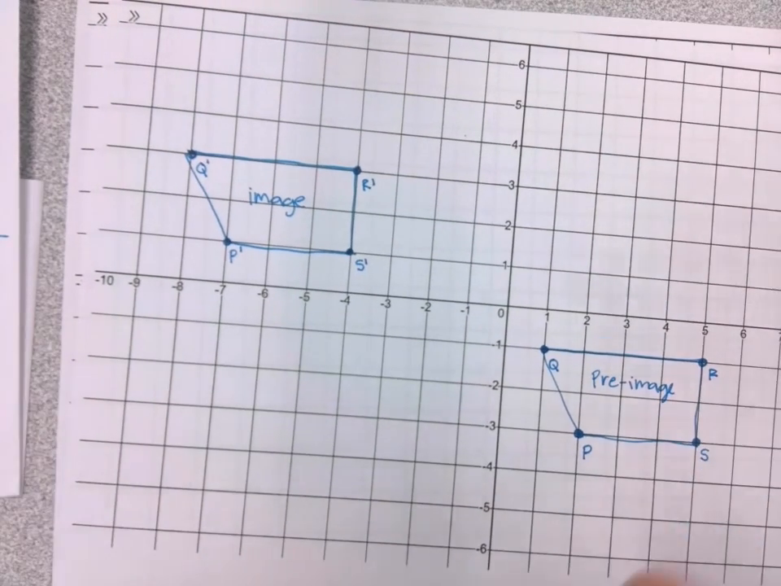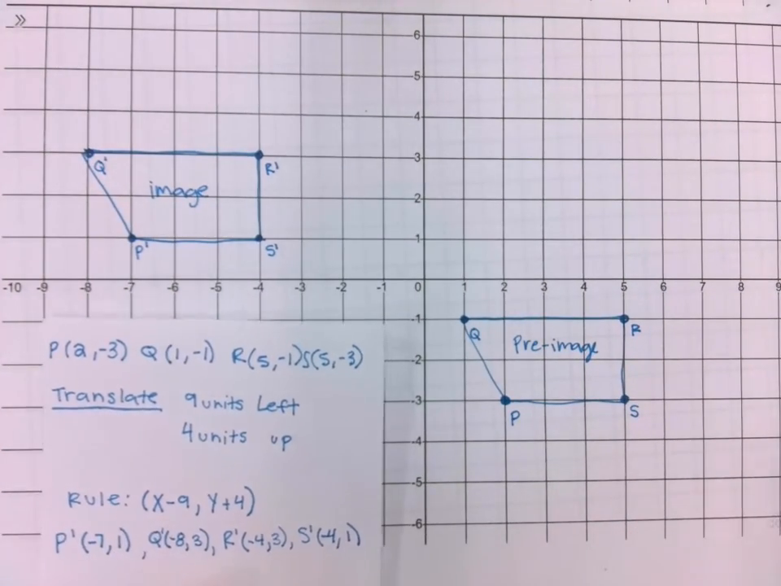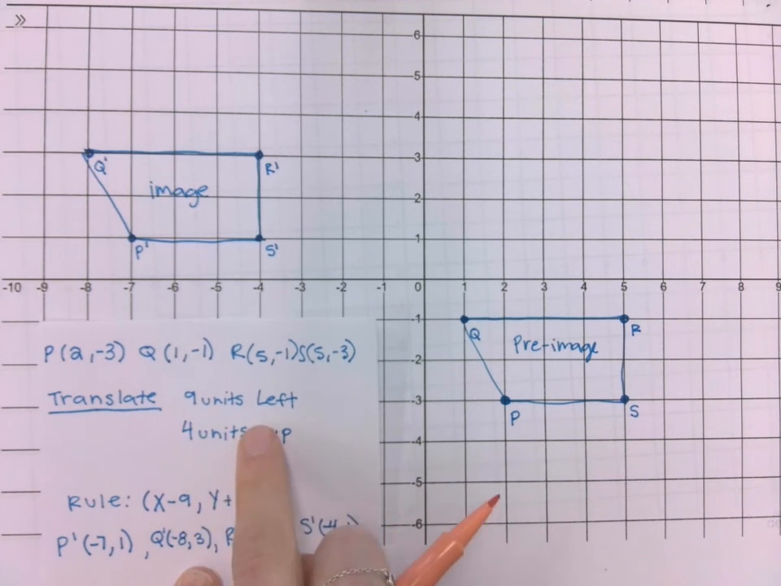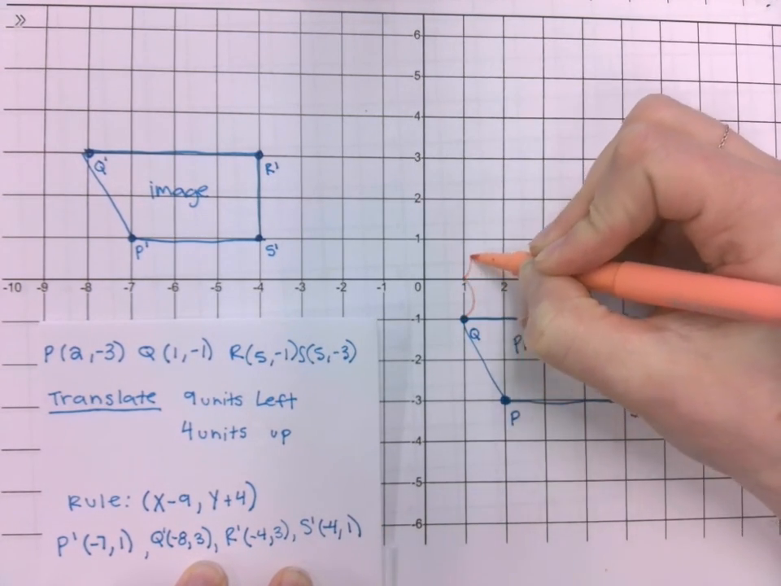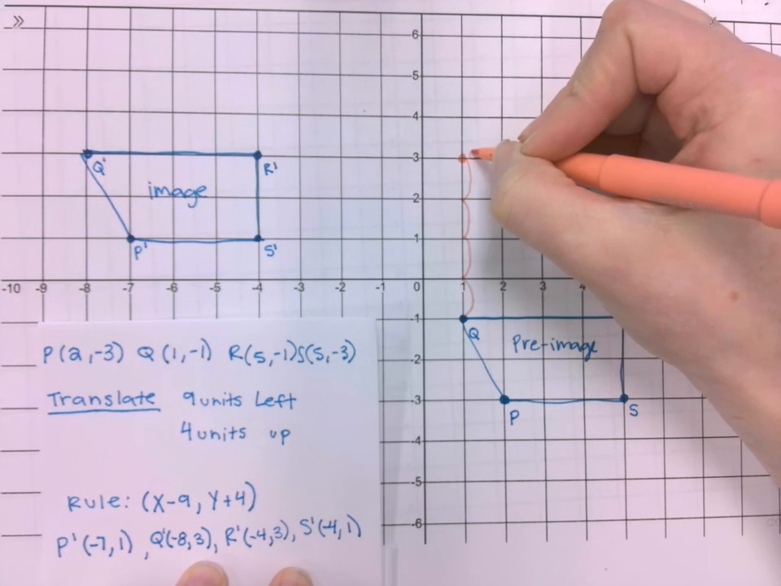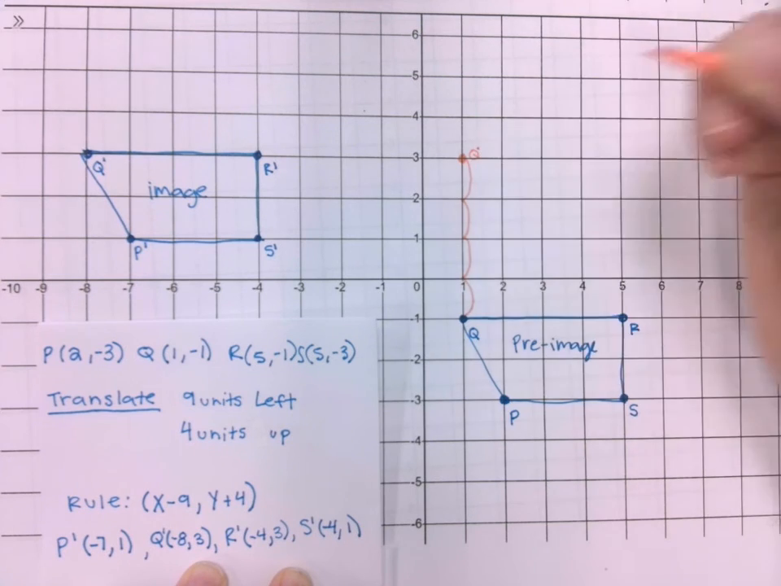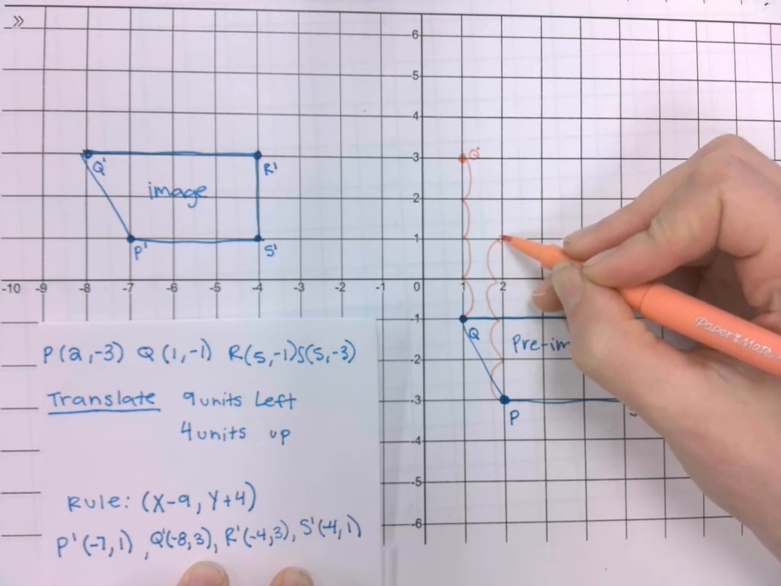You could also have just drawn the process, okay? So I'm going to show you that real quick. Either way does the same thing. So here it says 4 units up. So I'm going to take every single point and move it up 4. 1, 2, 3, 4. So this would be a Q point, and it's in the process, so I haven't finished it yet. 1, 2, 3, 4.